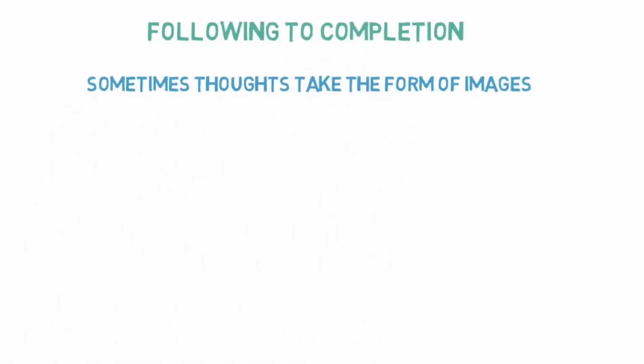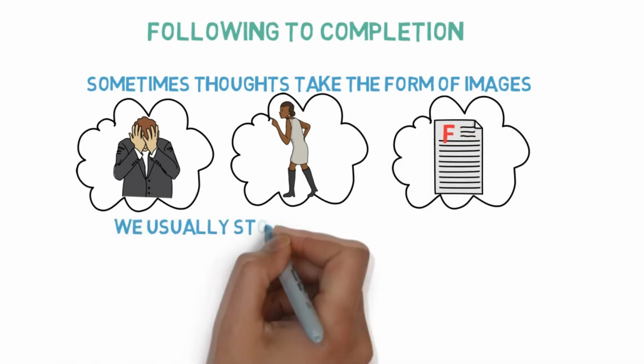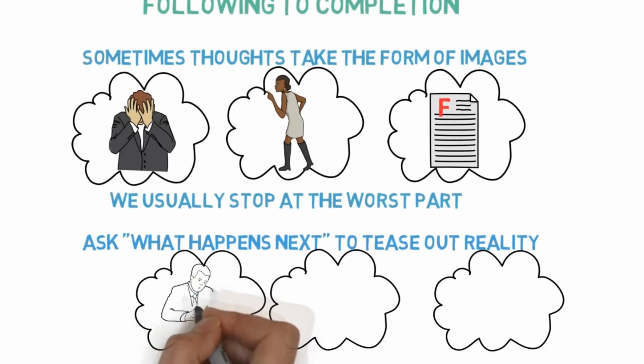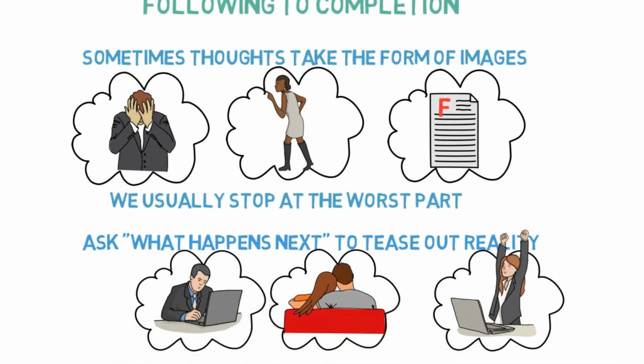Sometimes thoughts take the form of images instead of words. Following an image to completion might help this. Usually we think of the worst point, but asking what happens next usually helps tease out the reality of the image. For an example, check out my Advanced Anxiety and Stress Techniques video.